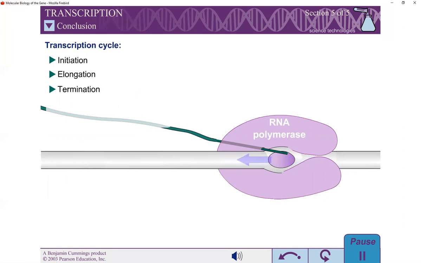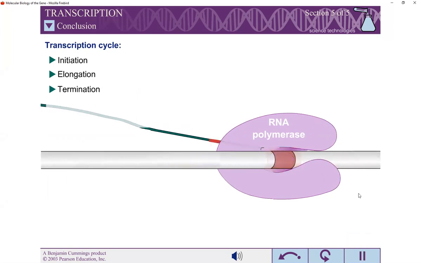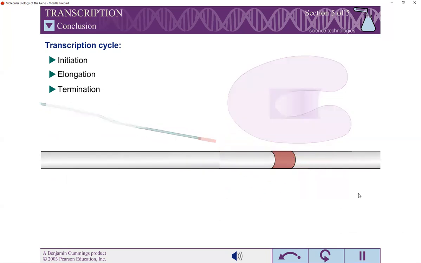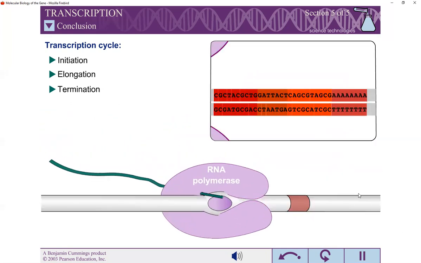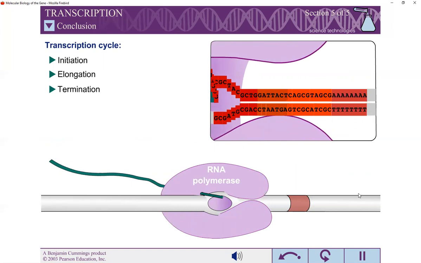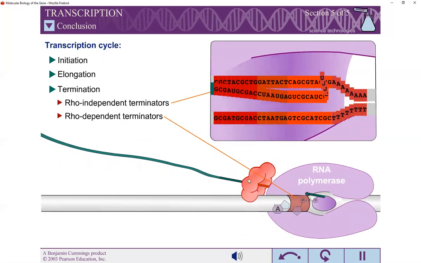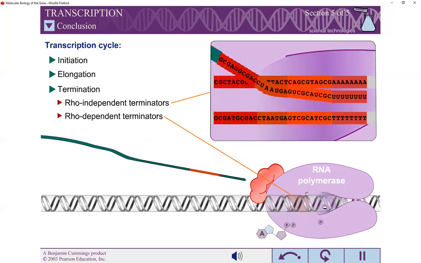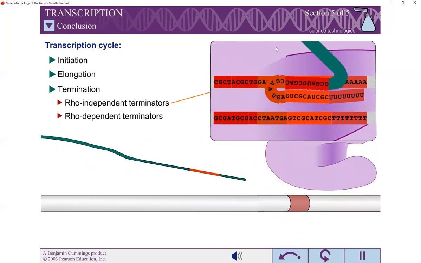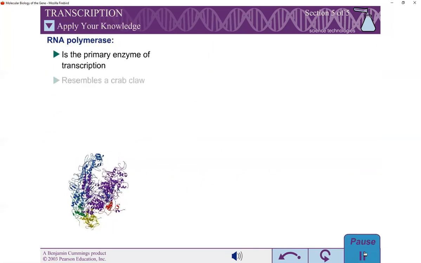During termination, sequences called terminators trigger the elongating polymerase to dissociate from the DNA and release the completed RNA chain. Bacteria have 2 types of terminators: rho independent and rho dependent. See, this is rho independent, this is rho dependent termination, and this is how termination is going to take place. They are going to be released. You have completed this exercise.